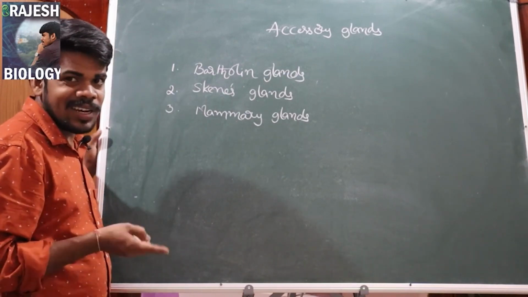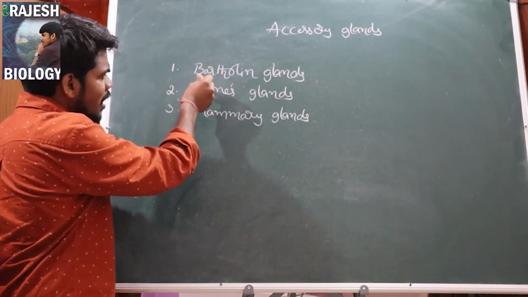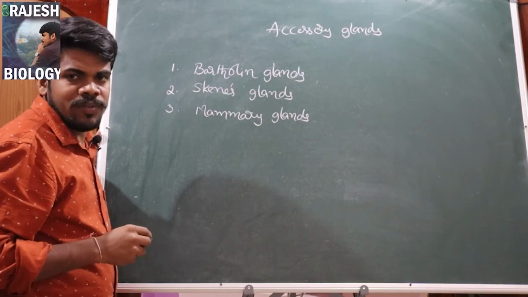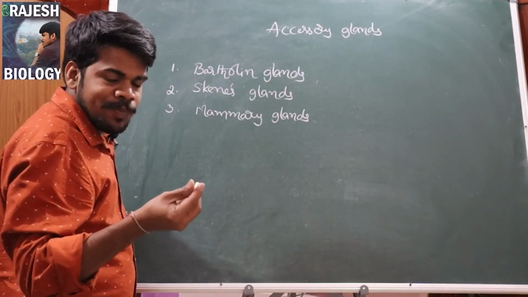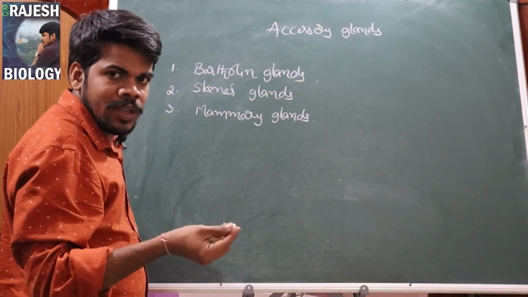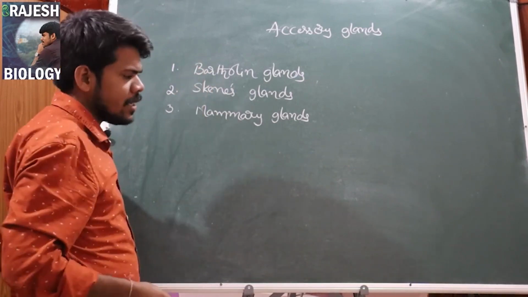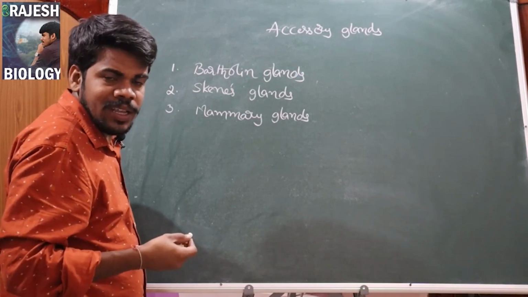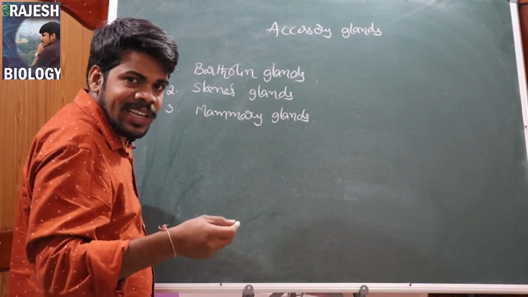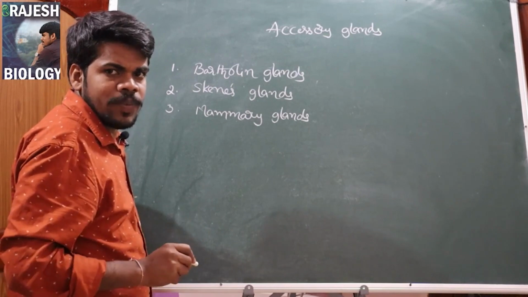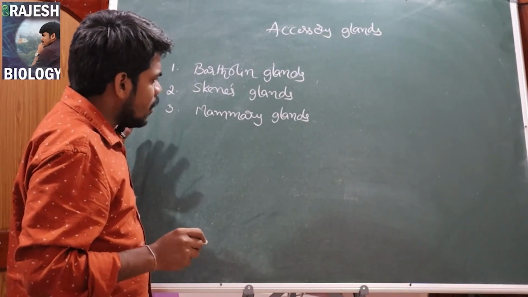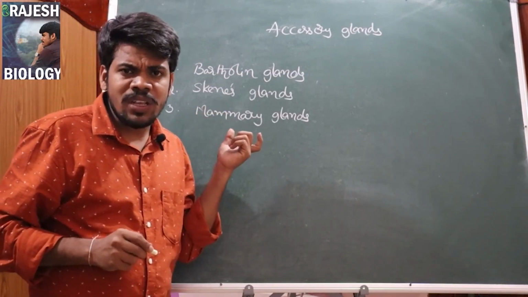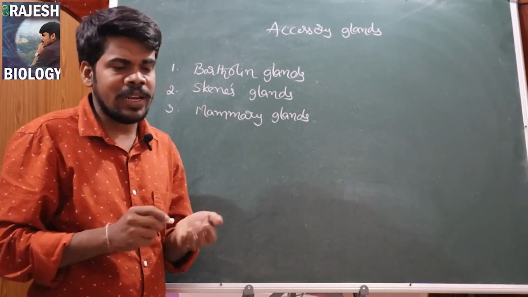That is the first point. And second, Bartholin glands and Skene glands are present in the vestibule region. Vestibule means, you already know, the space between the two labia minora. Only these two glands are present there. Mammary glands are present at the thoracic region, but they are functionally integrated with the reproductive system. It is a very unique character of the mammals. Because of these mammary glands only, the class is known as Mammalia.